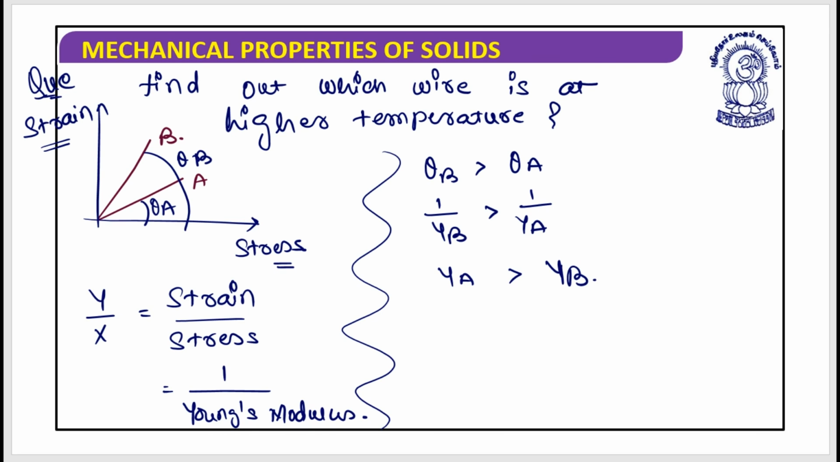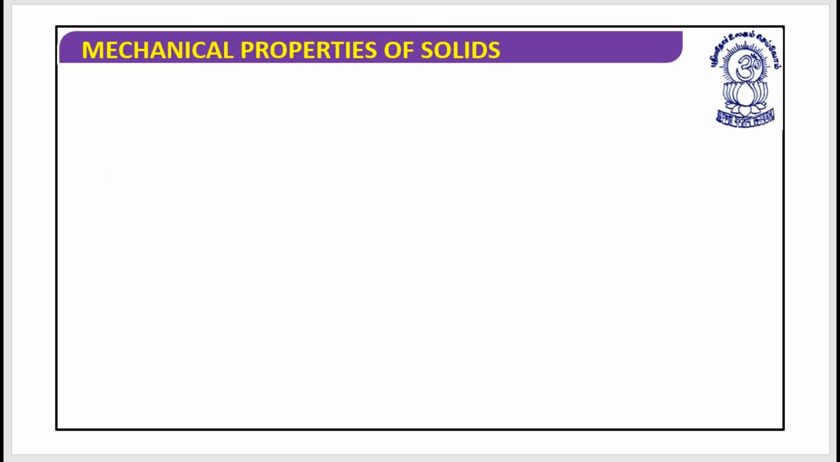And if Y of A is greater than Y of B, that means T of A would be less than T of B. The temperature of wire A would be less than the temperature of wire B. I hope this is clear. Is it clear? Are you sure? Great. So ready for the next question? Let's have a look.